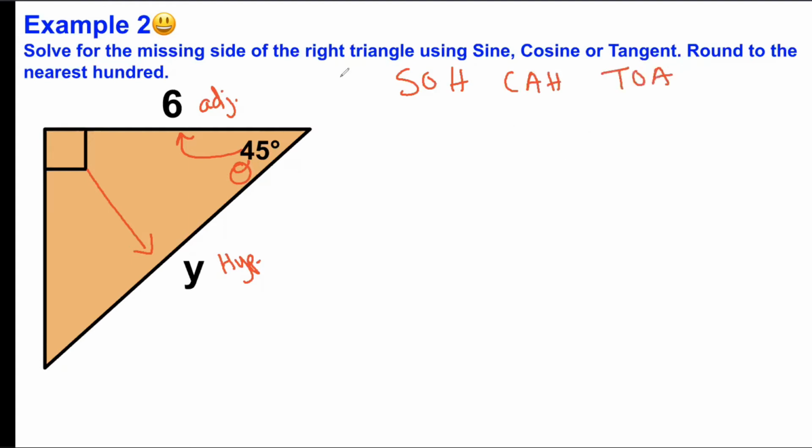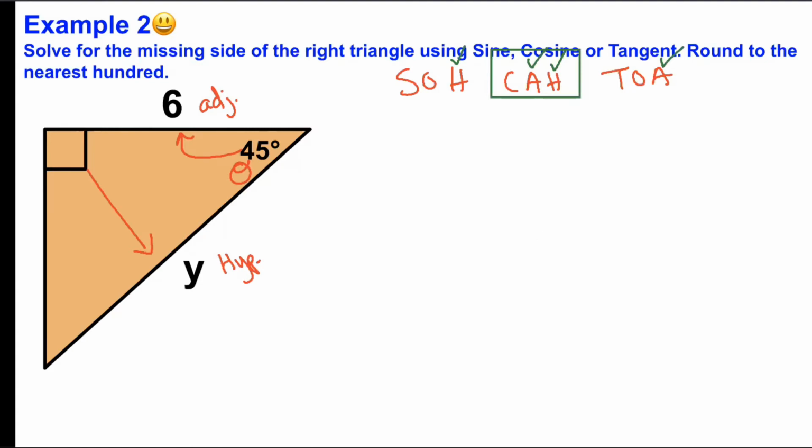All right. So let me go ahead and do my check marks now. Let's see. I have adjacent. Cosine uses adjacent. Tangent uses adjacent. Let's see. Hypotenuse. Sine uses hypotenuse. Cosine uses hypotenuse. And we notice that we have 2 check marks for cosine. So we're going to go ahead and use cosine in this example.